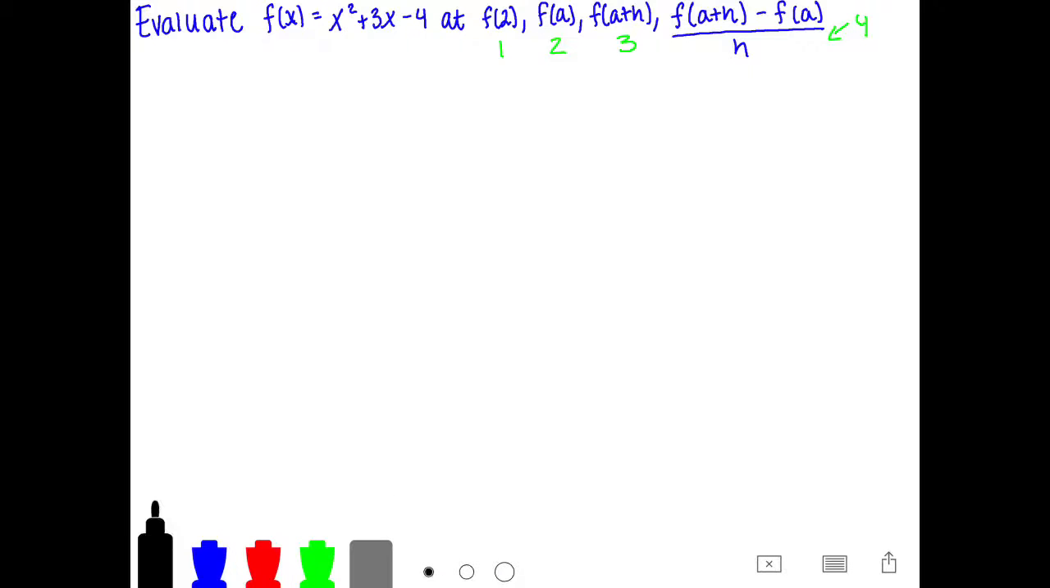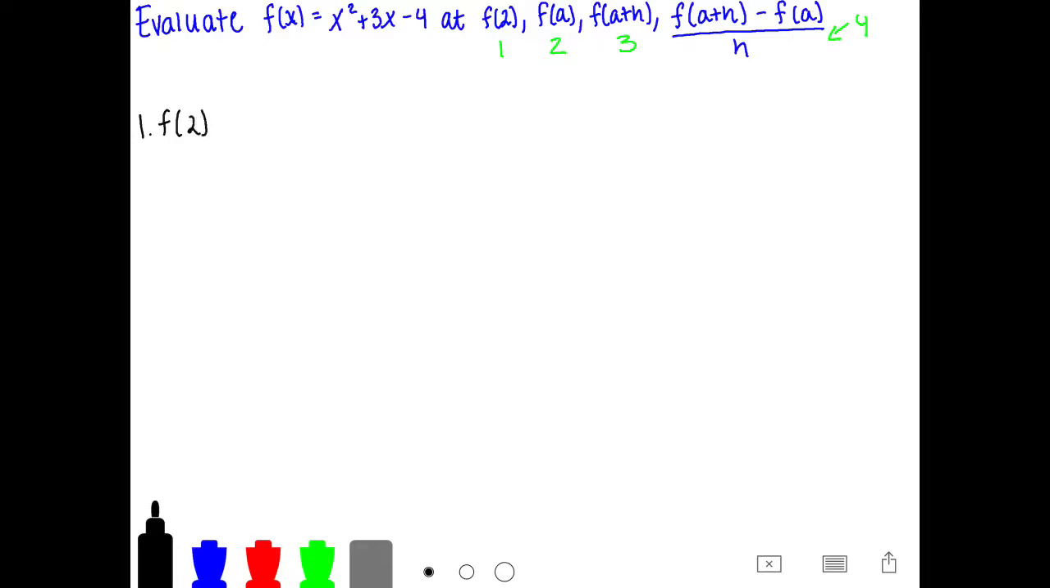In this video, I'm going to evaluate the function f of x equals x squared plus 3x minus 4 at the given values: f of 2, f of a, f of a plus h, and f of a plus h minus f of a, all over h. And I even numbered them 1 through 4, so it'll be easy to follow along.